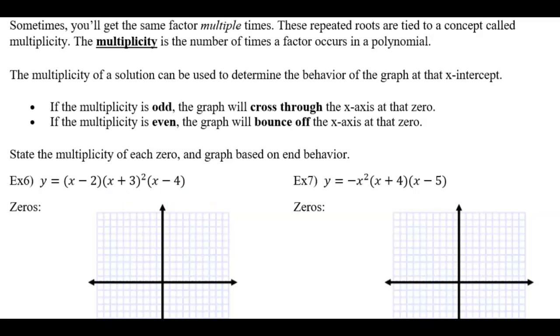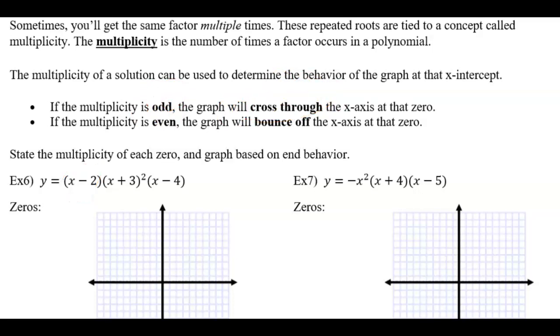So if a factor has a multiplicity of an even number, most commonly a 2, that means the graph will bounce off of that x-intercept. Okay, and if it's odd, for example, like this one here, there's only one of those. If it's odd, it's going to cross through that x-intercept.